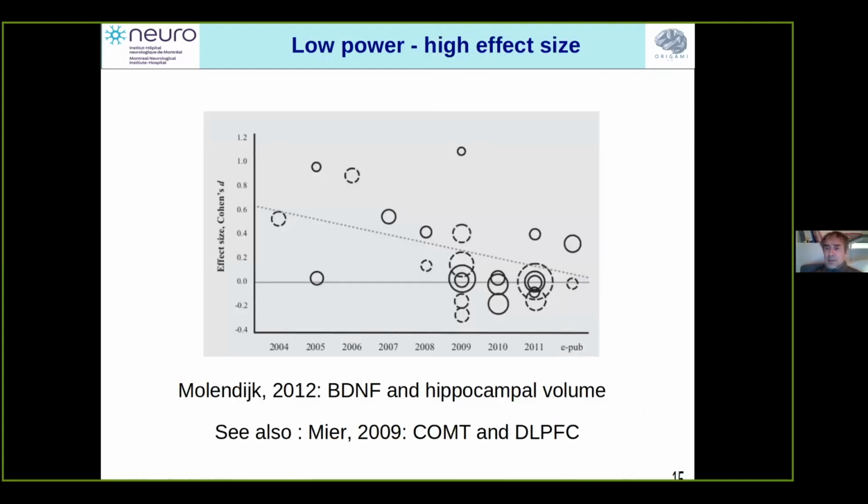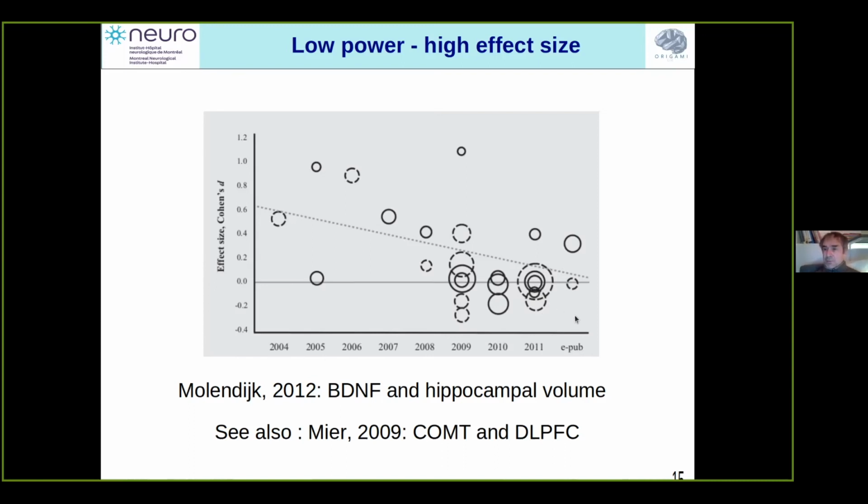I'll take this classic example of Mulajic that looked at the association between the BDNF variant and the size of the hippocampus, and looking at, on the x-axis, the time of the publication, on the y-axis, the effect size found in those publications, with the sample size being represented by the circle on this graph. And you see that the small circles, early publications, have effect sizes that are quite high, a little bit all over the place. And then as soon as you increase the study sample size, you get small effect sizes, even close to zero, possibly equal to zero.